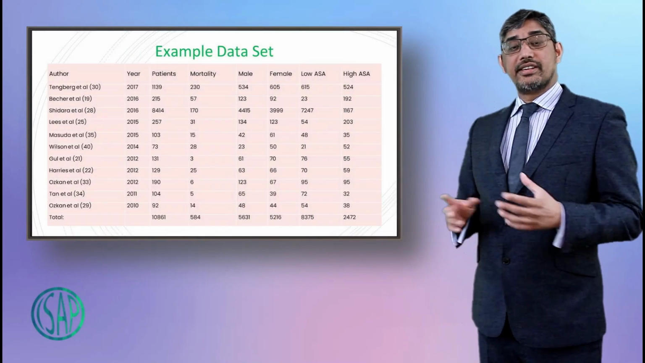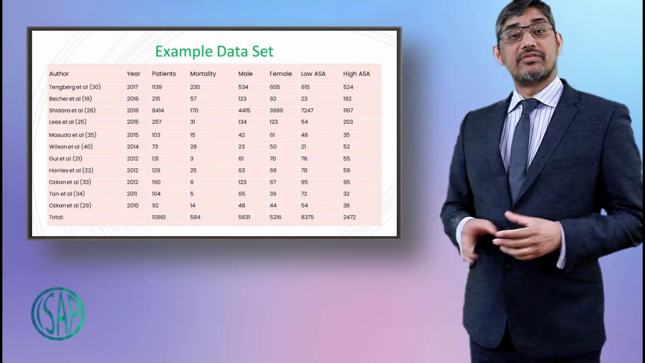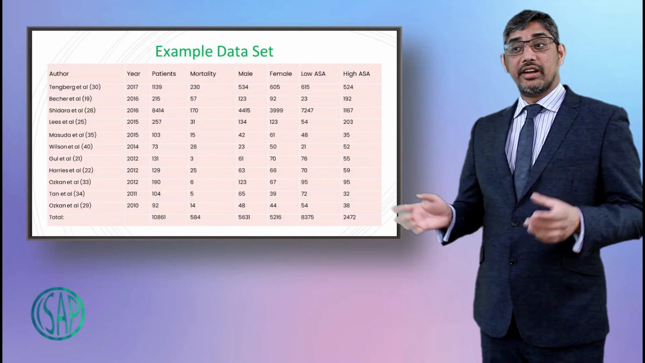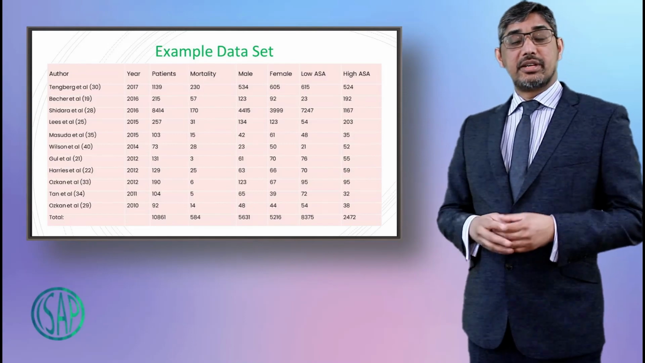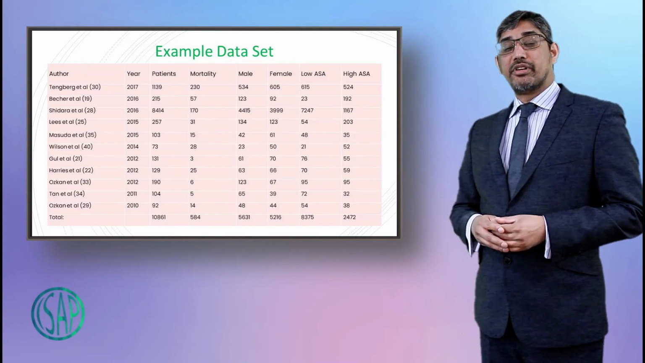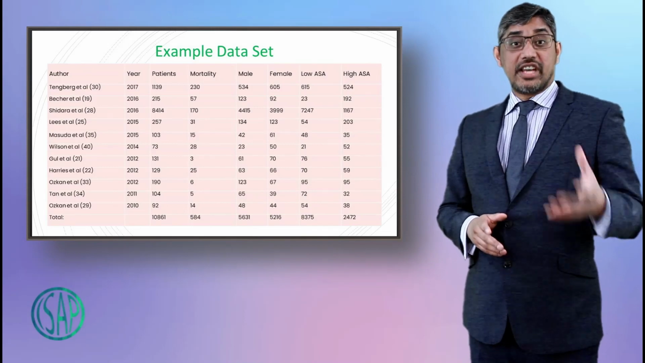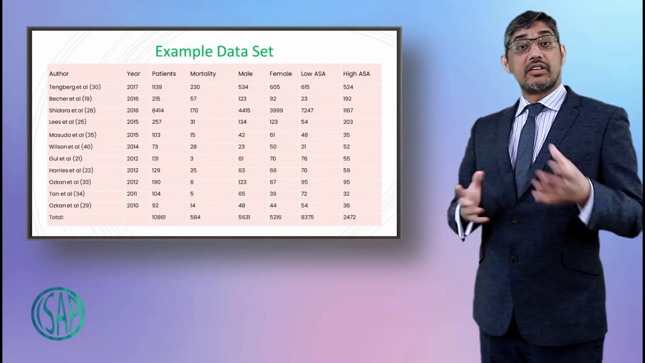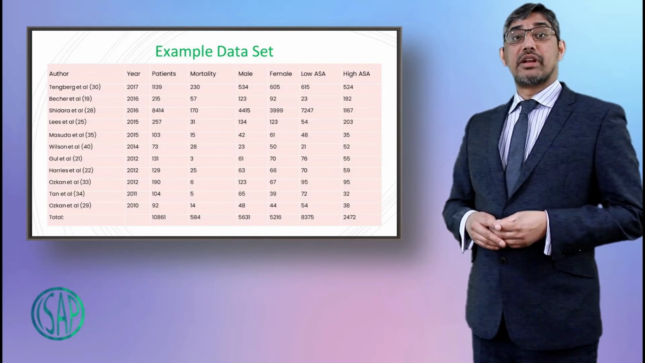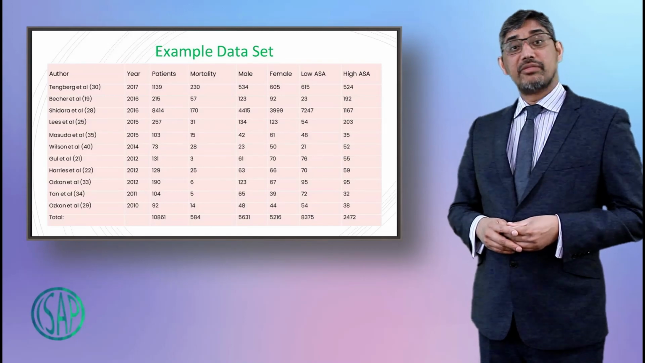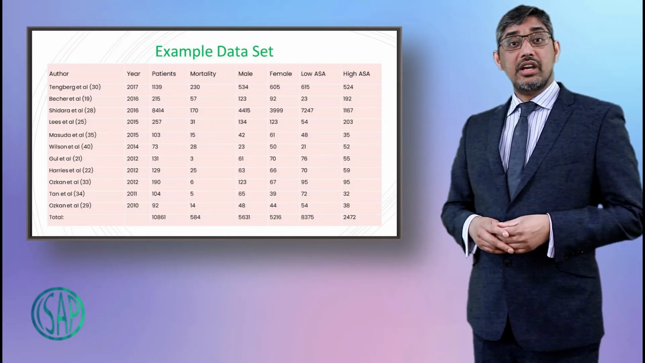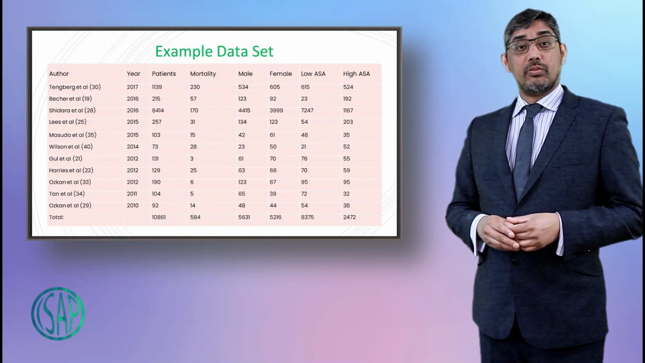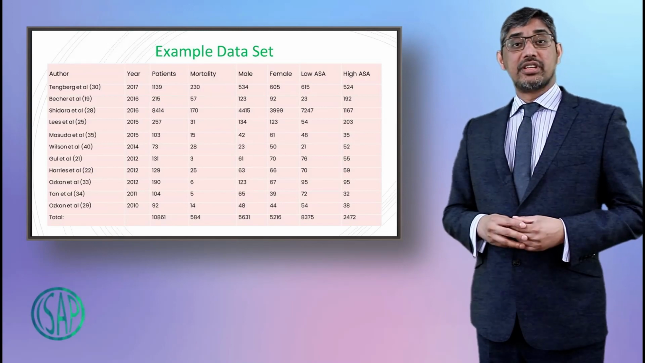The hierarchical data sets are very complex. You can see lots of columns. The first column is author, the next is year, and then the total number of participants reported in that paper, the number of patients who died after surgery, the number of males and females who are part of the analysis, and also the number of patients who had low ASA grades and high ASA grades. So this data set has multiple variables, both categorical and metric.